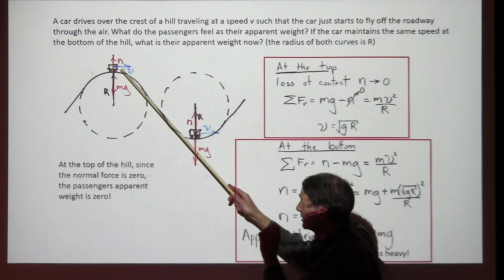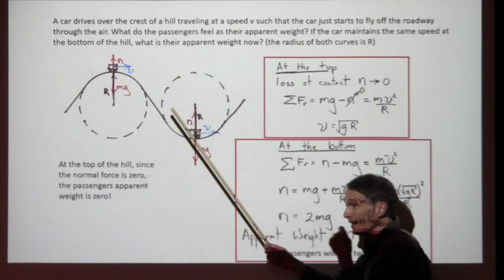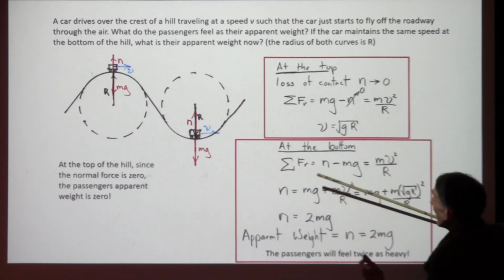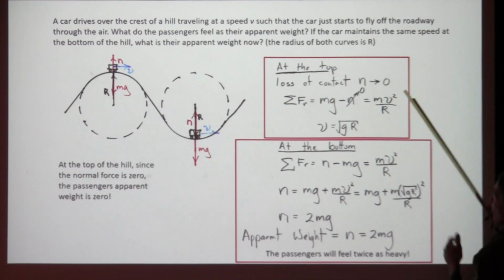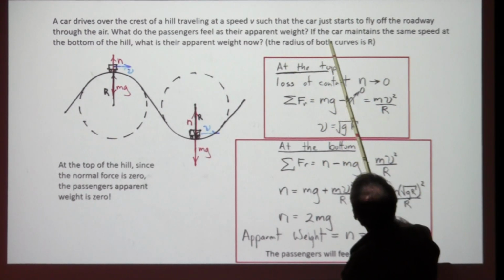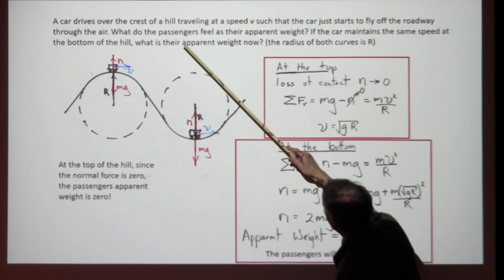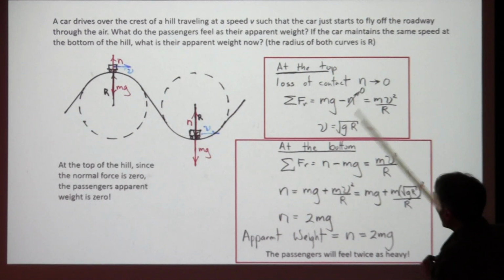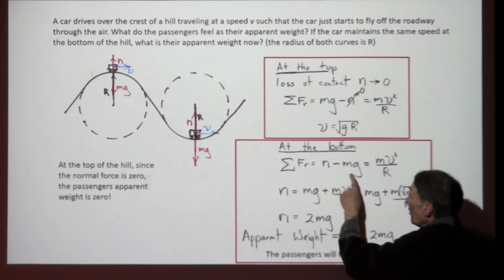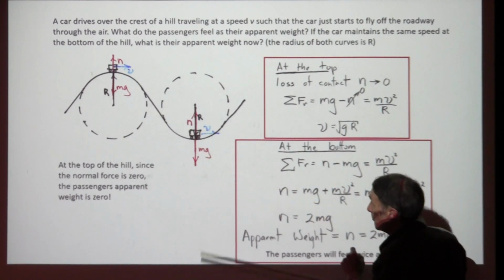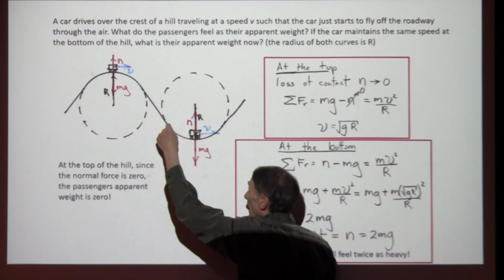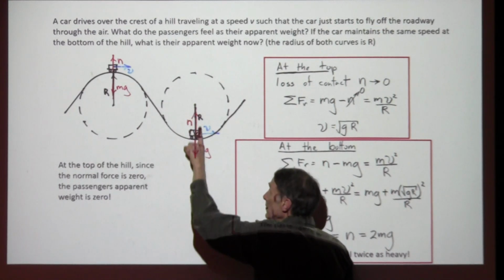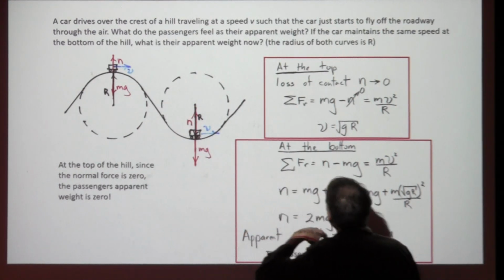Think about if you were in there sitting on that bathroom scale, and go back to that idea of the accelerating elevator car. This is actually a car that's going down and dropping. Okay, anyway, enough talk. If the car maintains the same speed at the bottom of the hill, what is their apparent weight now? The 2 radii are the same. So at the bottom, we want to draw the same kind of force diagram, but consider that the circular path it's taking at this point has its center here. So we want to call into the center positive, away from the center negative.